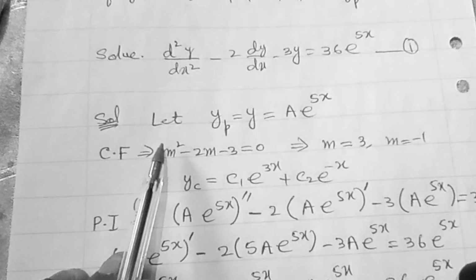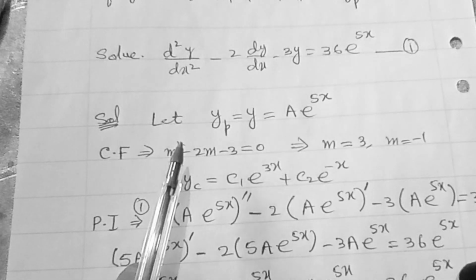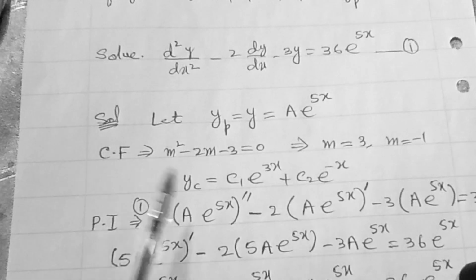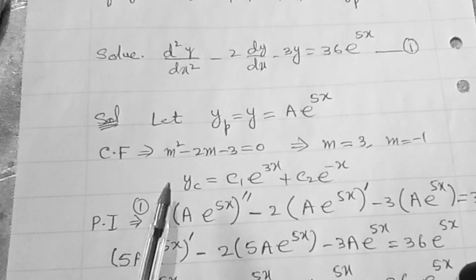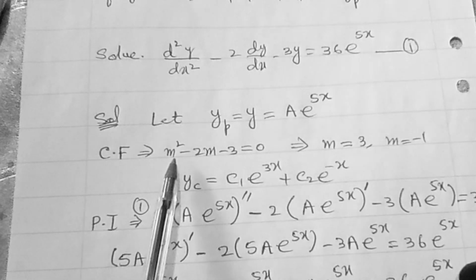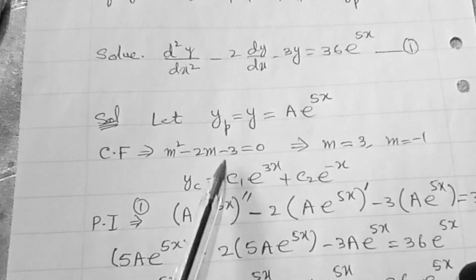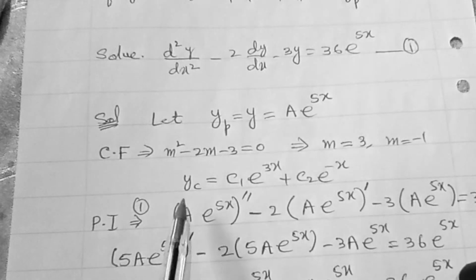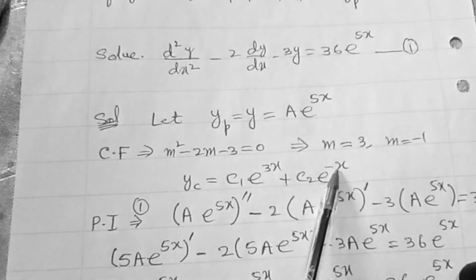First of all, you know how to find the complementary function of the differential equation, so I am not going to discuss it in detail. Okay, first I would like to discuss the complementary function. So how do we find the complementary function from this equation? Taking the auxiliary equation, m square minus 2m minus 3 is equal to 0, and the factors are 3 and minus 1. So the complementary function becomes y is equal to c1 exponential 3x plus c2 exponential minus x.